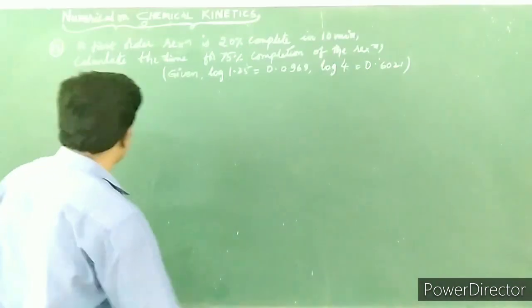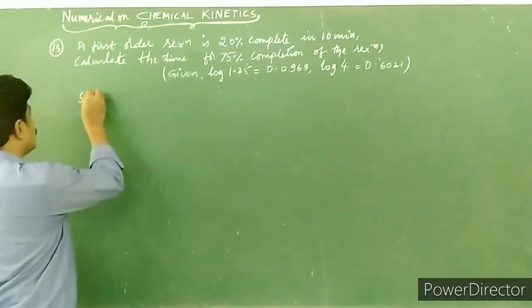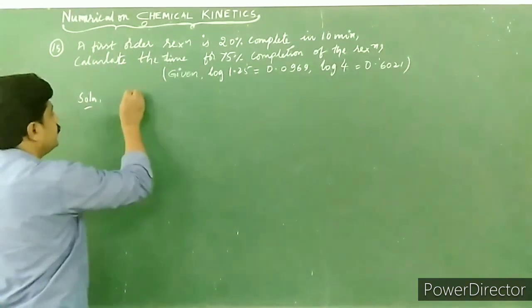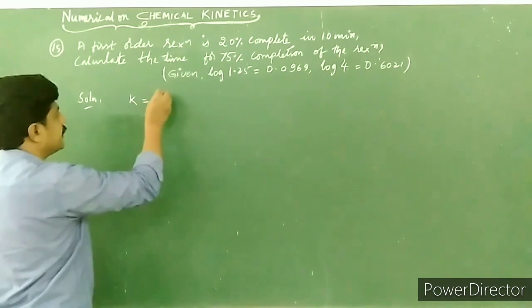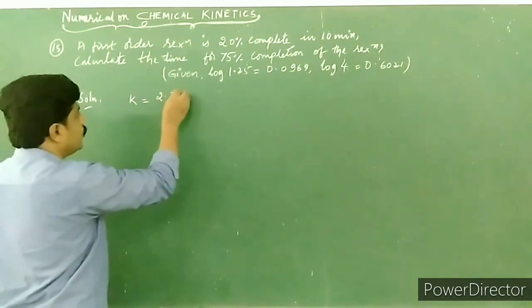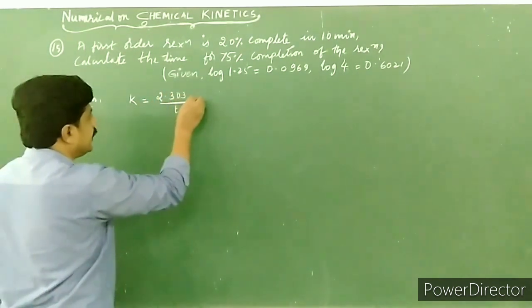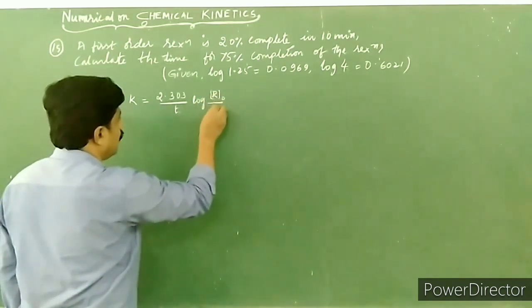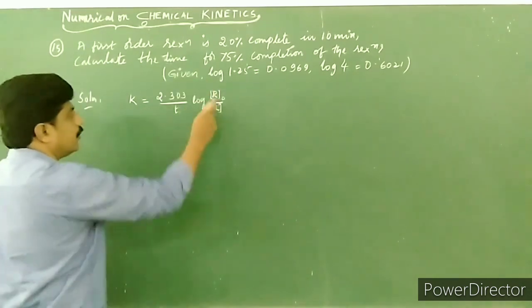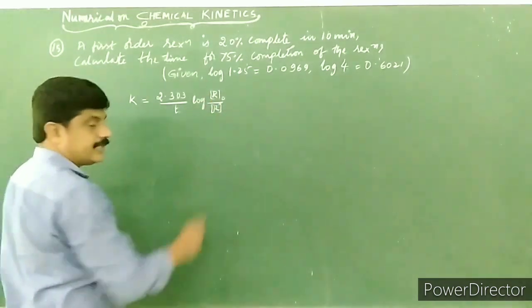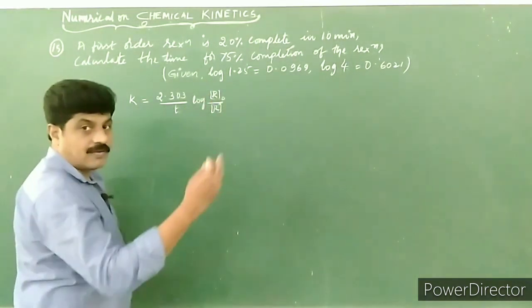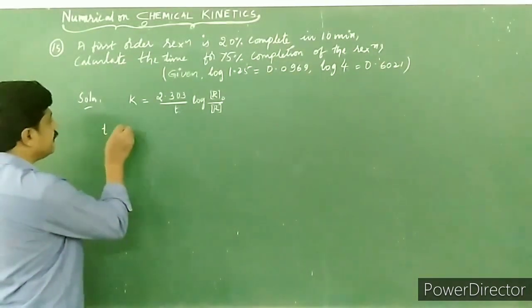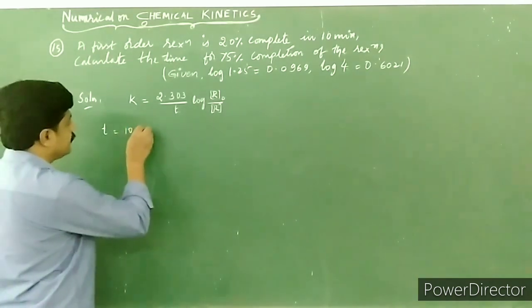Children, let me solve this numerical for you. Solution. Now first they say a first order reaction. So I write the first order reaction expression: K is equal to 2.303 upon T into log of R naught upon R. R naught is the initial concentration, R is the concentration of reactant after time T. Now what is given here? T is given, time, that is equal to 10 minutes.